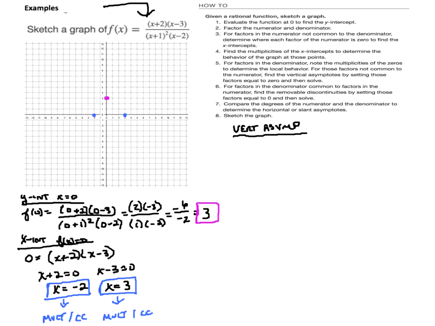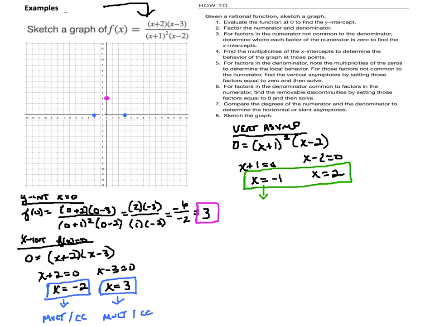And notice in my original form of my function, none of those factors divide out. So when I set my denominator equal to 0, those are actually going to be asymptotes. They're not going to be holes. So x plus 1 squared times x minus 2. So this is when x plus 1 equals 0, so x is negative 1. x minus 2 equals 0, so x is 2. And I'm also going to note the multiplicity, and I'll show you why in a moment. So this has a multiplicity of 2.